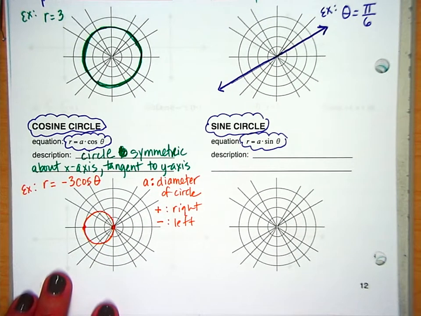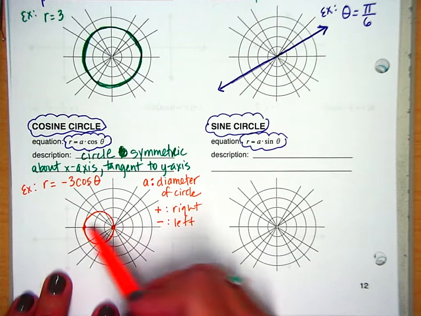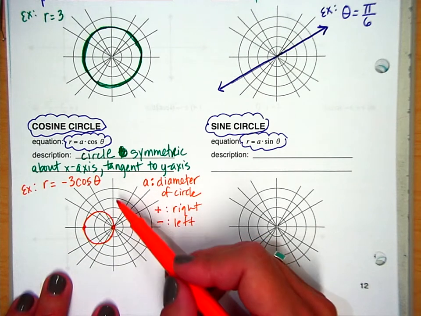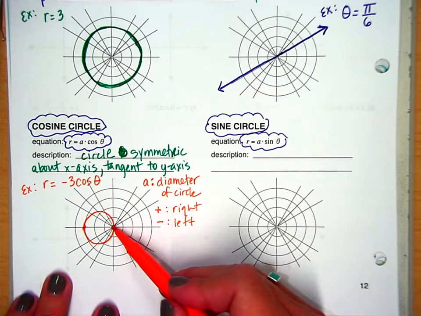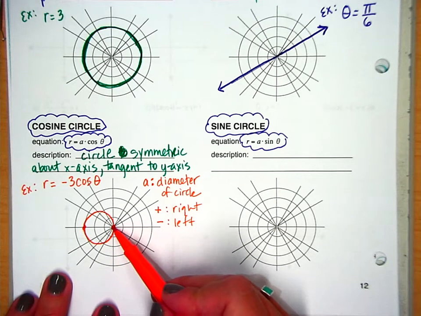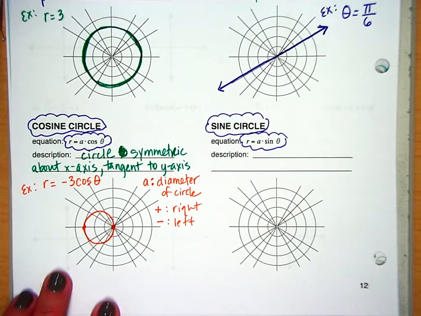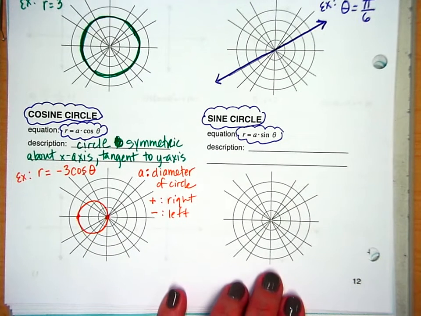It's symmetric over the x-axis, right? Symmetric about the x-axis. If I fold it in half, it'll be exactly symmetric over the x-axis. It's tangent to the y-axis, meaning it touches it once right here on the y-axis. The diameter has a length of 3. It went to the left because of the negative. Make sense? So could you all graph a sine circle now?